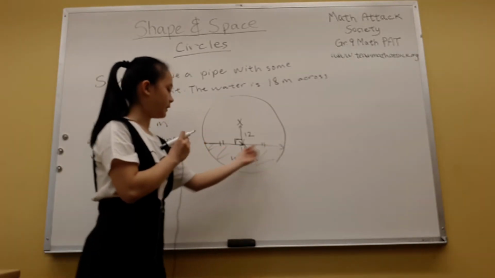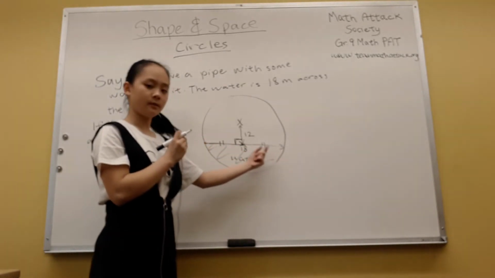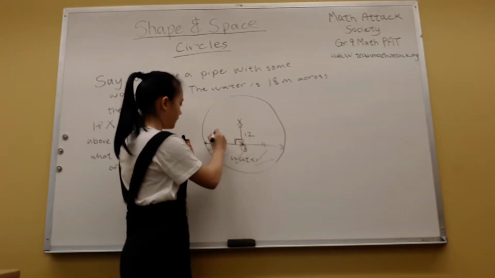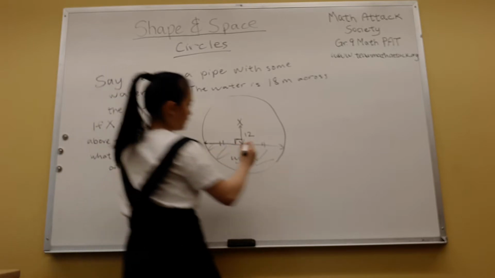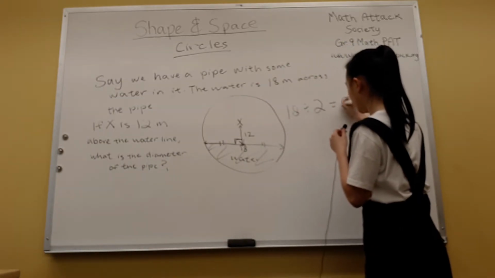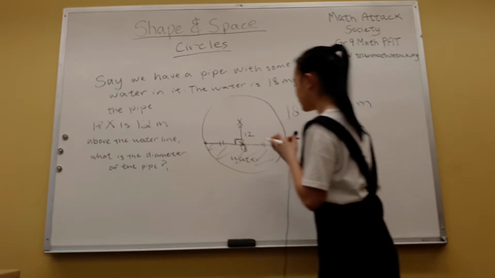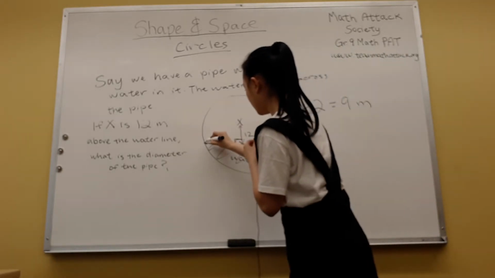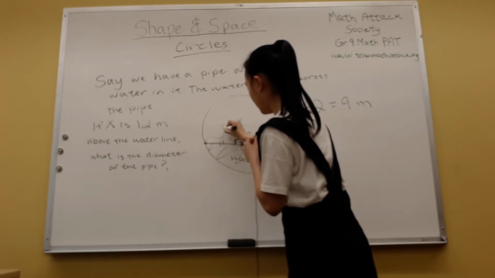Since we know that the length of the water across is 18 meters, we know that one section from here to here would be 18 divided by 2, which is equal to 9 meters. So we know right here is 9 meters, and just like that, the other side is also 9 meters.